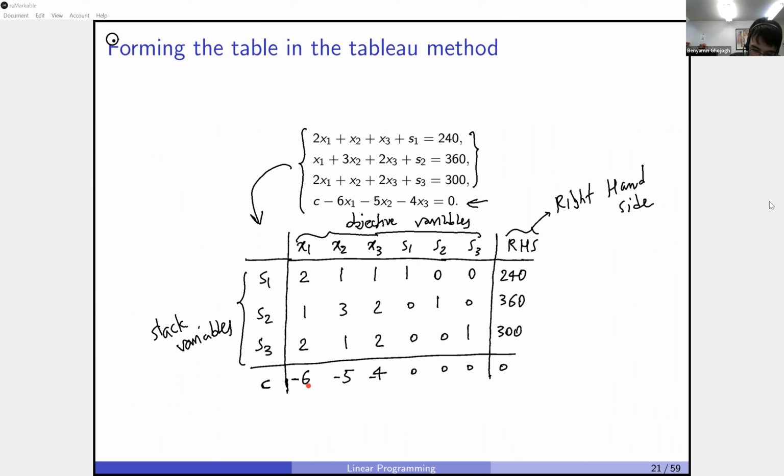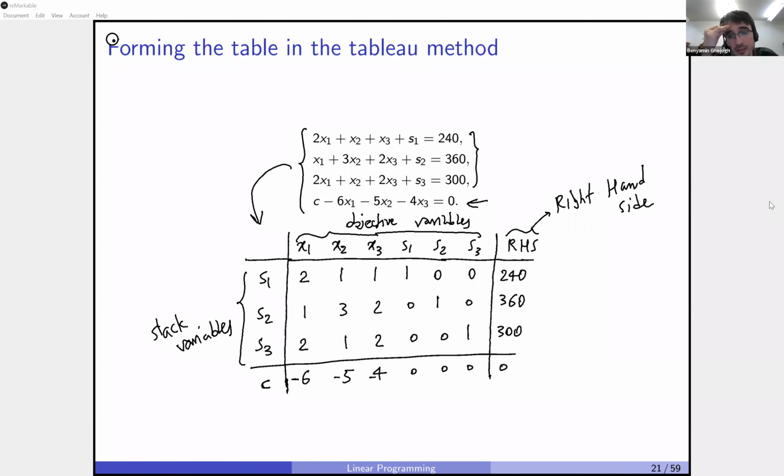Again, do it for the third inequality. For the cost function, minus 6x1, minus 5x2, minus 4x3, plus 0s1 plus 0s2 plus 0s3 equals 0. So I wrote this as a table. That's why it's called the Tableau method, because it's based on a table.